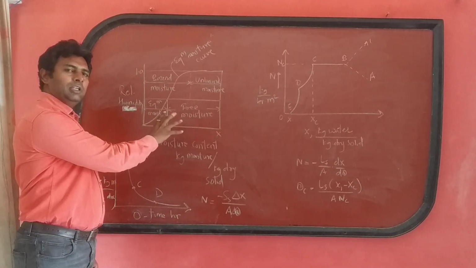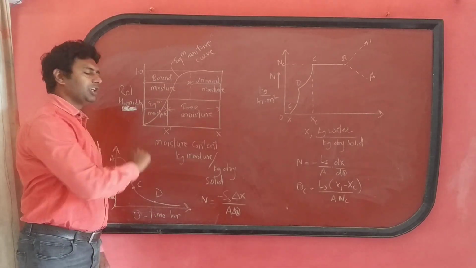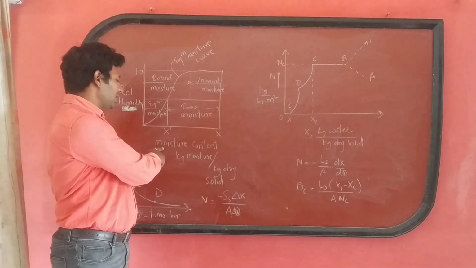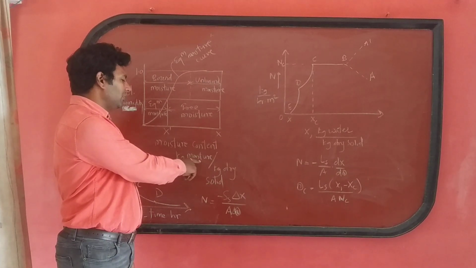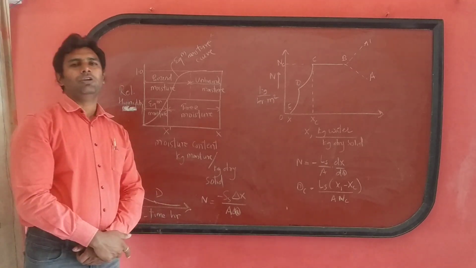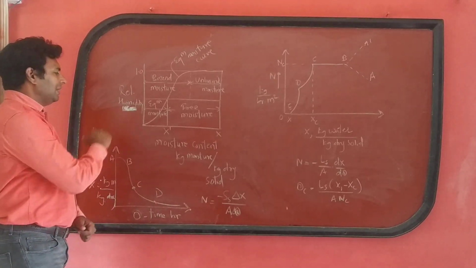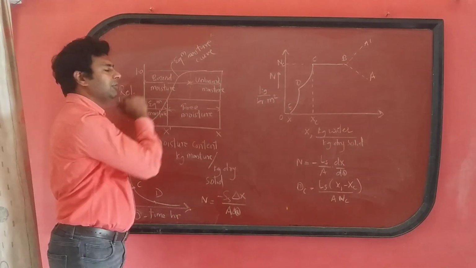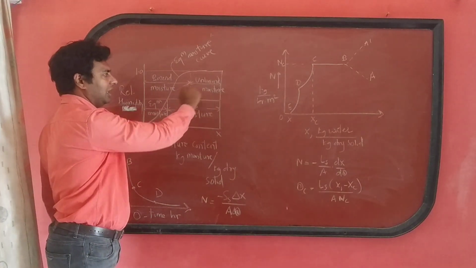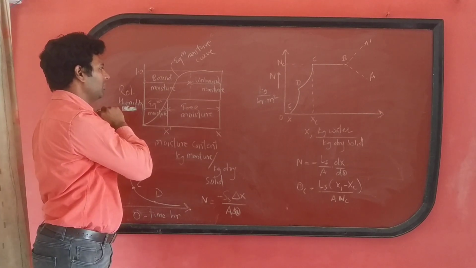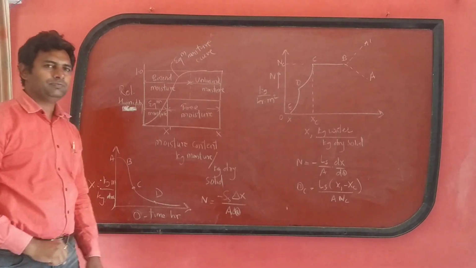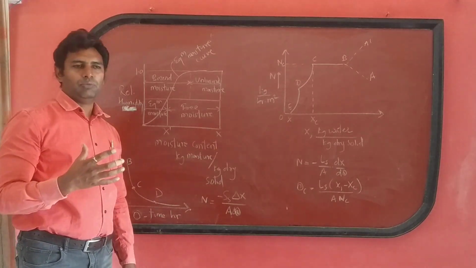This diagram is nothing but the relative humidity versus the moisture content of the solid. Moisture content means what? It is the kg of moisture present per kg of dry solid. Now let us see that any particular solid has different moistures. The first is unbound moisture, then bound moisture, free moisture, and equilibrium moisture. Now what do you mean by equilibrium moisture?